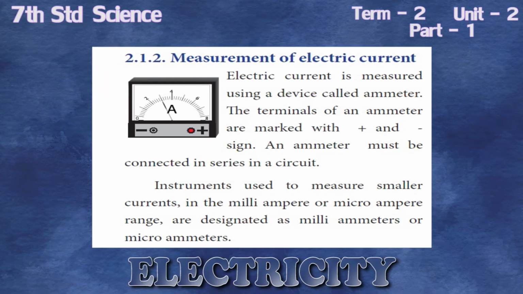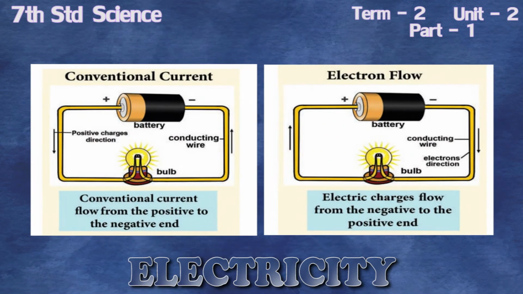Then we learn one new thing, conventional current and electron flow. The conventional current flows from positive end to negative end. You see the positive end and negative end in a battery cell: plus is the positive end and minus is the negative end. Moving of positive charge, or moving of charge opposite to the flow of electrons, is known as conventional current. Here you see in this diagram, the battery is attached to a bulb with the help of current conducting coils.